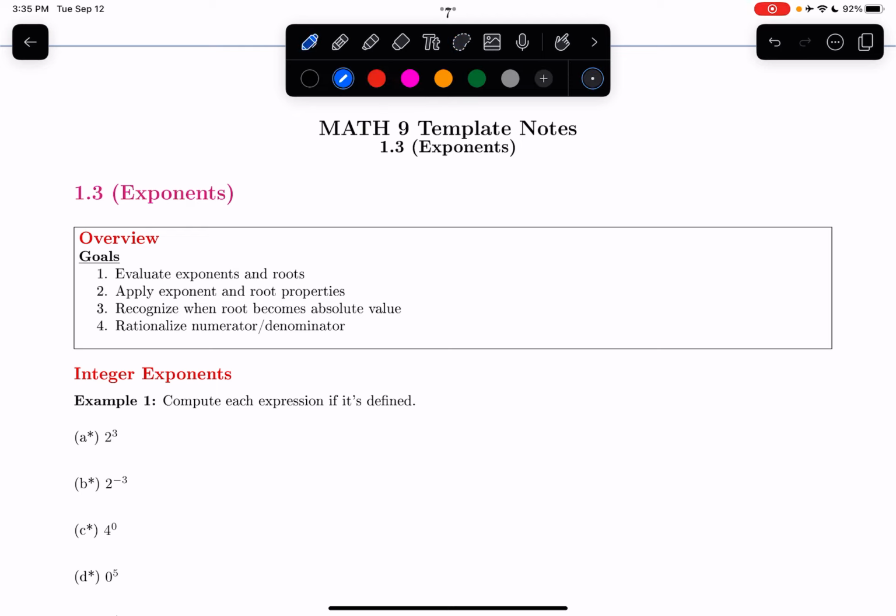In this video, we are starting section 1.3 on exponents. Our goals for this section are to evaluate exponents and roots, review some of our exponent and root properties, recognize when roots become absolute values, and then also talk about rationalizing numerators and denominators.